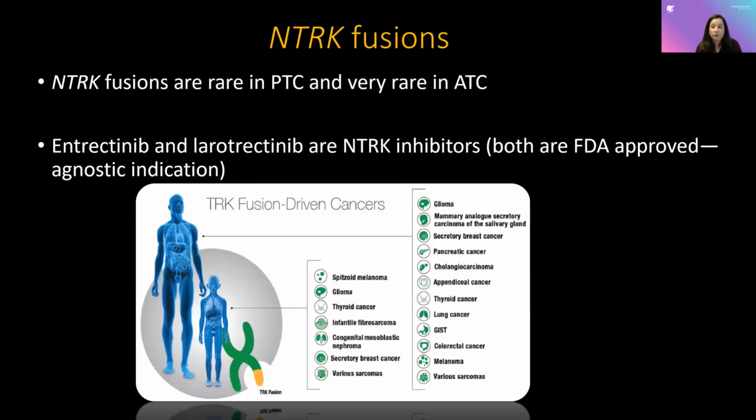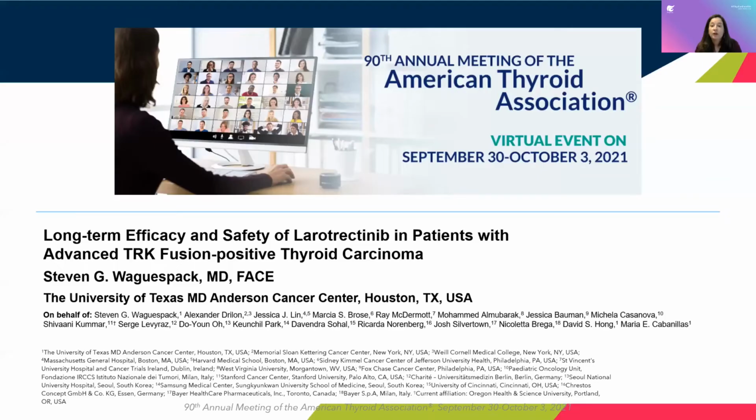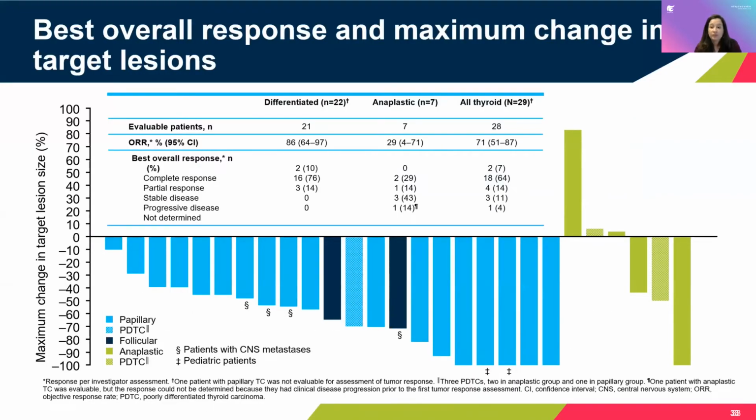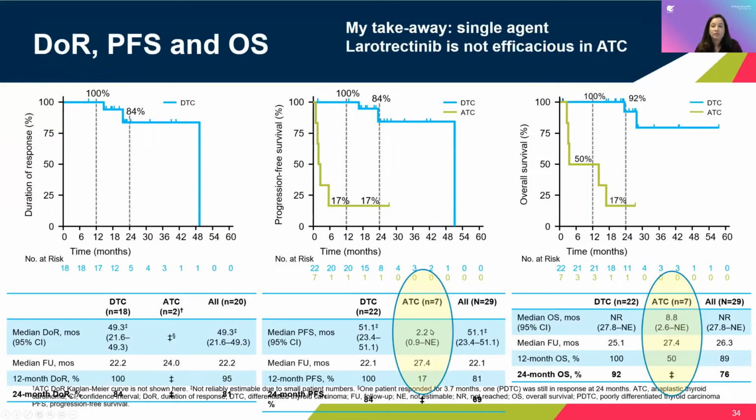And there are drugs for this, both FDA approved. We have some data on anaplastic. Seven patients on the trial had ATC. Those are the ones that are in this green color off to the side here. So you see some very nice responses there. However, the responses didn't last long.